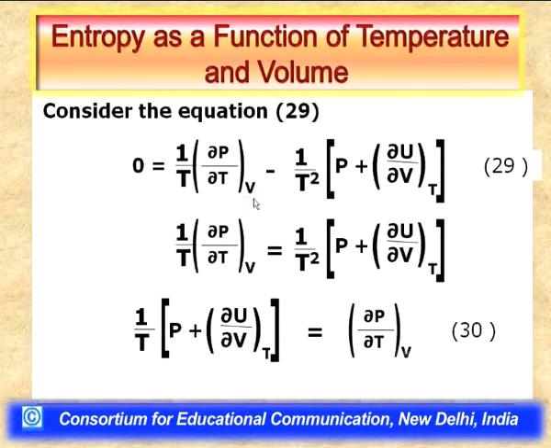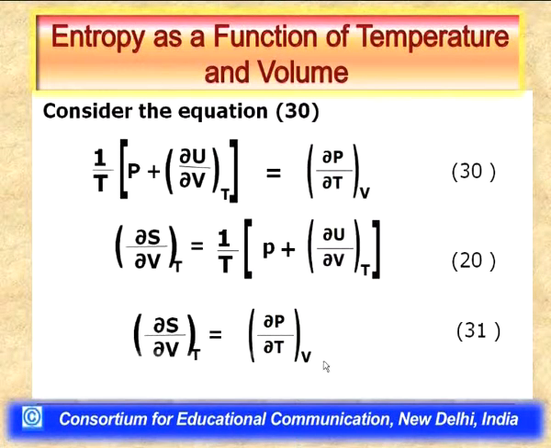From equation 29, we take one term to the other side. We get (1/T)(∂P/∂T) at constant V equal to (1/T²)[P plus (∂U/∂V) at constant T]. Now we can cancel 1/T from both sides. What we get is (1/T) will remain here: [P plus (∂U/∂V) at constant T] is equal to (∂P/∂T) at constant V. We get equation 30. This is a very important equation. We will see in what way it is important from the next slide.